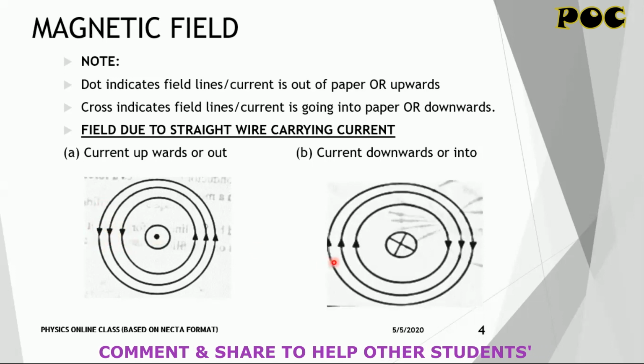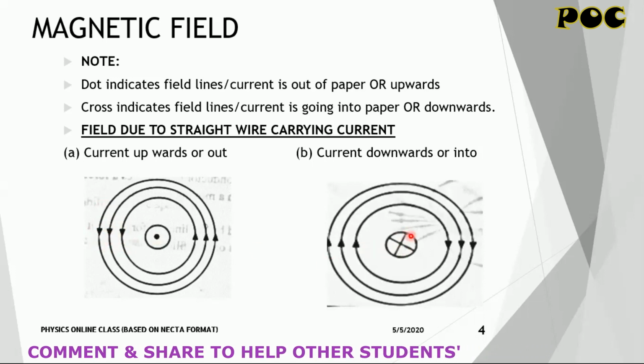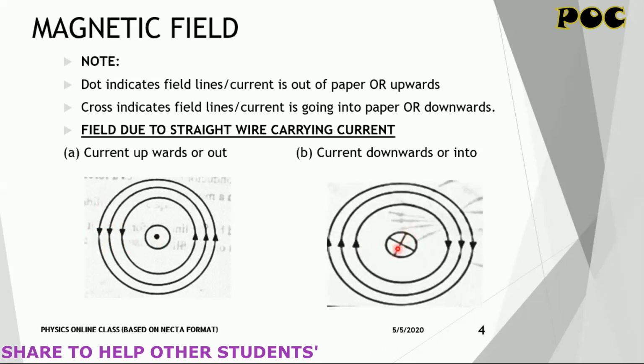The second case, in this figure, we say the current is moving downward or into the paper. You will see here a cross. A cross, as we said, represents current moving into the paper or downward. Now, if I want to show that the current is moving into the paper, I'm going to point the thumb, which now shows the direction of the current, downward or into the paper.